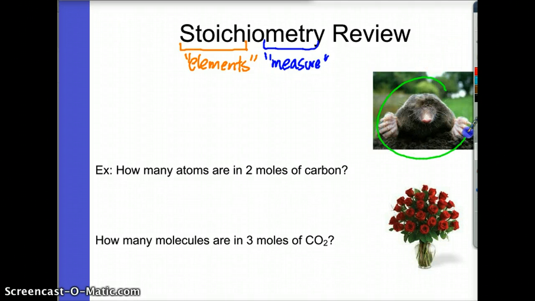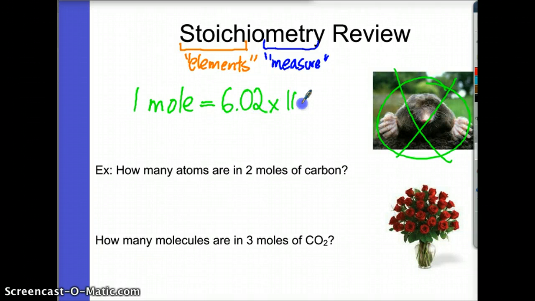Now, it's not this guy over here, okay? We're talking about 1 mole. And what does 1 mole represent? 1 mole is just a word that represents a number. And that number is 6.02 times 10 to the 23rd. This is otherwise known as Avogadro's number.